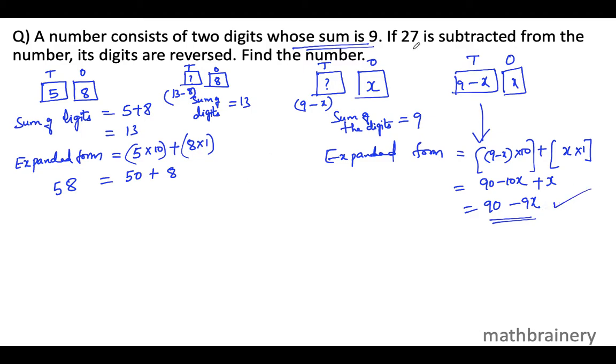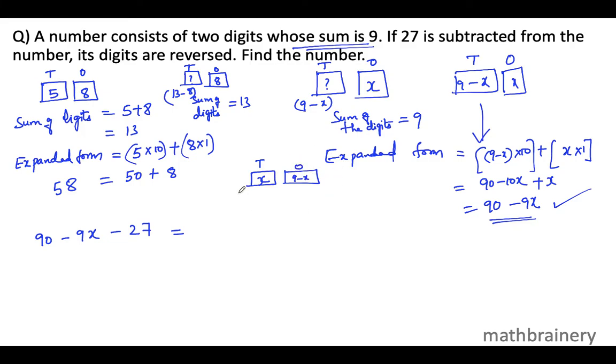So what is given? 27 is subtracted from the number. That means we are taking this 2-digit number which is in the expanded form as 90 minus 9x, and we are subtracting 27 from this. What will be the result according to the question? If 27 is subtracted, its digits are reversed. Now what is the 2-digit number we have? 9 minus x and x. Now when we are reversing its digits, what will be the digits now? x will be in tens place, 9 minus x will be in ones place.